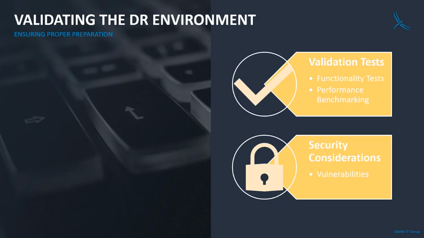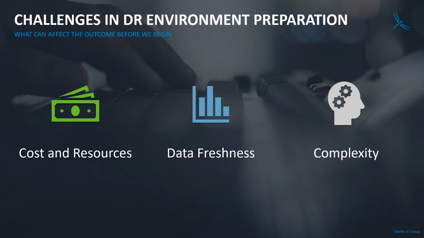Once the DR environment is created, we need to validate it to see that the basic functionality is working and to see whether the performance is fast enough to meet our requirements. It might also be necessary to look at security, that it's secure enough, because it might also be a valuable target for attackers. When preparing the DR environment, there might also be challenges. For example, it's additional cost, and additional resources need to be allocated. It can be a challenge to synchronize the data from the production system to the DR system. And it's also additional complexity creating a DR environment compared to just having one production system.